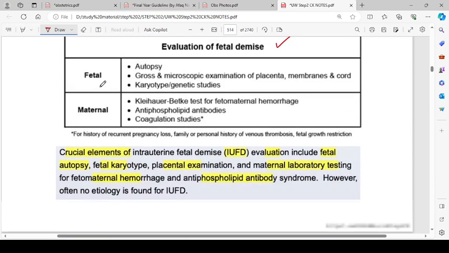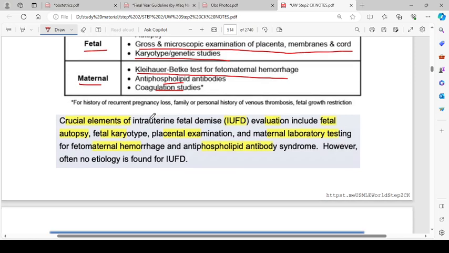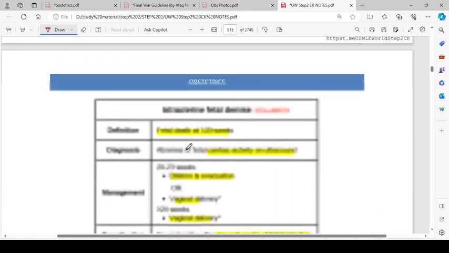Evaluation of fetal demise: fetal autopsy, gross and microscopic examination of placenta, membranes, and cord, karyotype genetic studies. Maternal causes can be evaluated with the Kleihauer-Betke test for fetal-maternal hemorrhage, antiphospholipid antibodies, and coagulation studies. Crucial elements of intrauterine fetal demise evaluation include fetal autopsy, fetal karyotype, placental examination, and maternal laboratory testing for fetal-maternal hemorrhage and antiphospholipid antibody syndrome. However, often no etiology is found on intrauterine fetal demise.